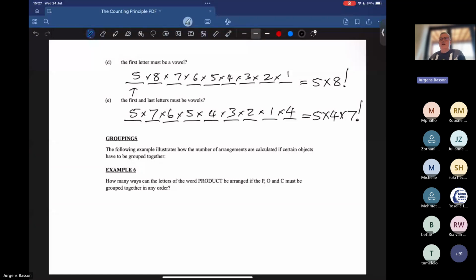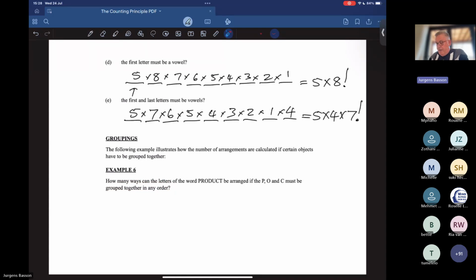So on the restrictions, what we have is a restriction on a position. And now we're going to start looking at the second kind of restriction, and that is what you call groupings. Sometimes some of these positions are grouped together. When we read this question, you will see: how many ways can the letters of the word product be arranged if P, O, and C must be grouped together in any order.